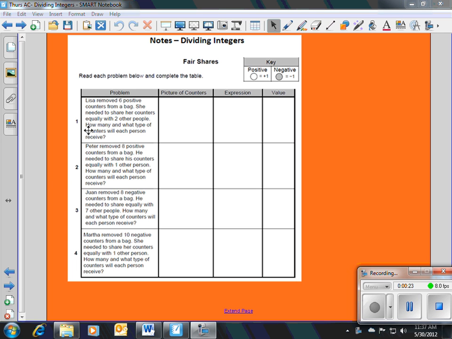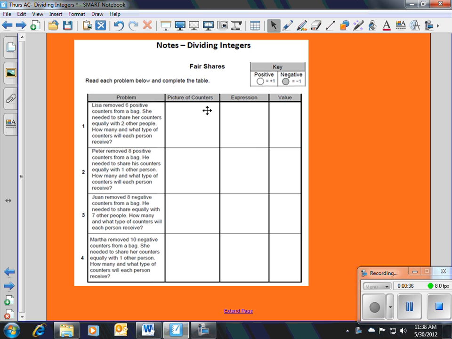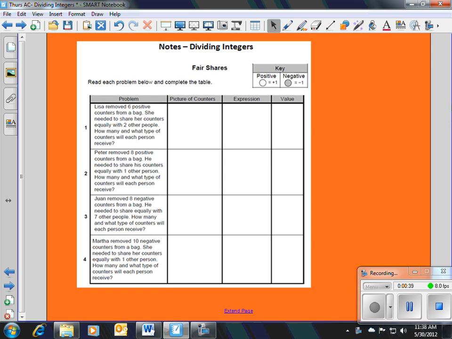So it says, Lisa removes 6 positive counters from a bag. She needed to share her counters equally with 2 other people. How many and what type of counters will each person receive? So she removed 6 counters from her bag, and they were positive. Lisa shared with 2 other people, meaning Lisa and 2 people get counters, so there's 3 total. That means that we need to split these guys in 3 groups. So how much is going to be in each group? 2 positive counters. So what we've done is taken positive 6 and divided it into 3 groups, which gave us positive 2 as our answer.